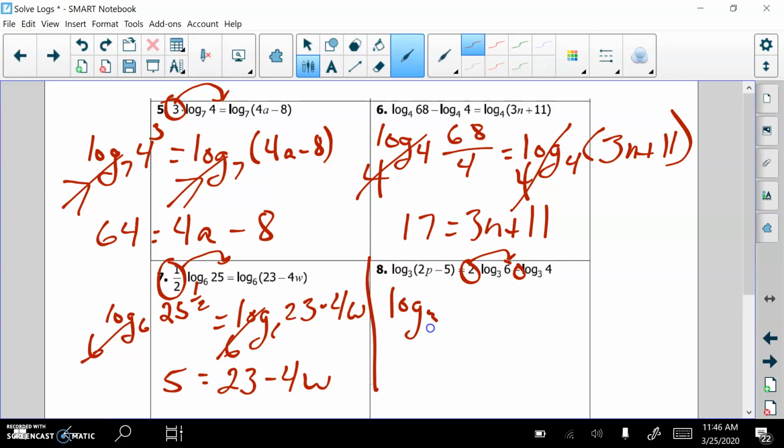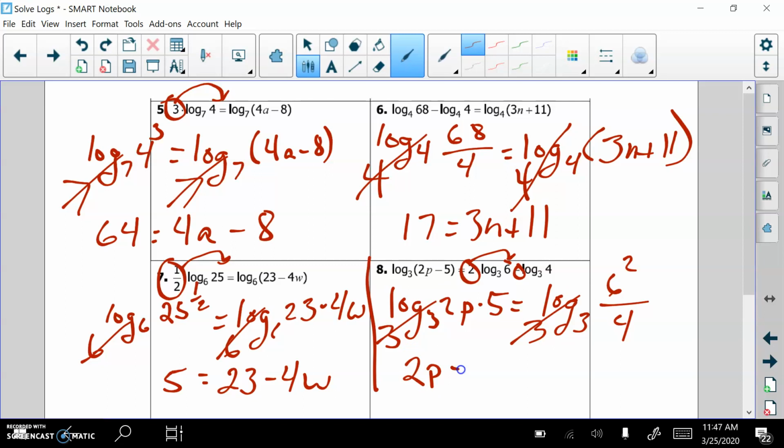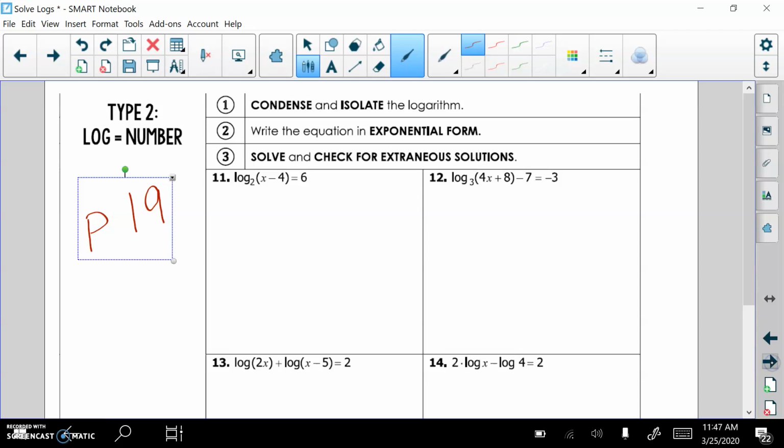Log base 3 of 2p minus 5 equals. All right, condensing means 1 log, and 6 to the second minus is divide by 4. So 6 squared over 4. Try to take fewer steps. Exponentiate, exponentiate, 2p minus 5 equals 36 over 4 is 9. Yay, us. All right.